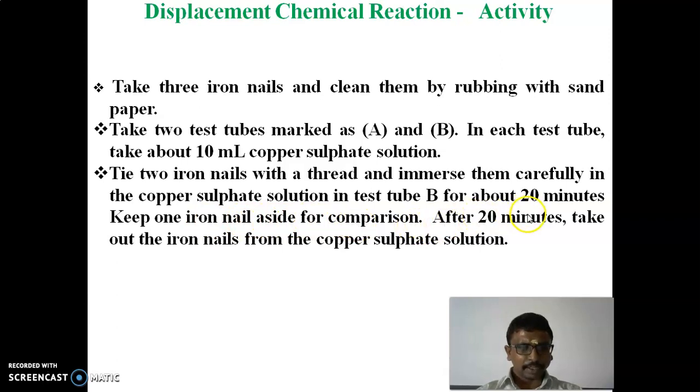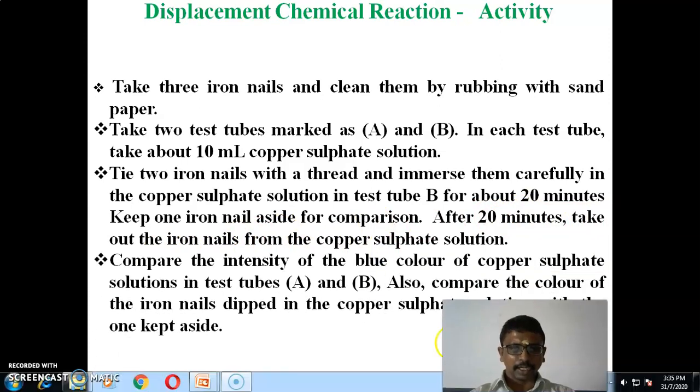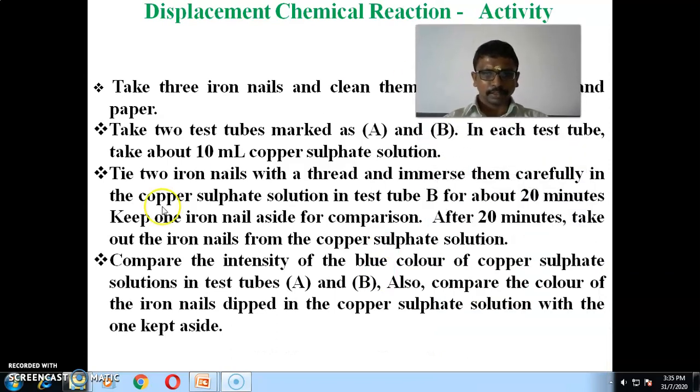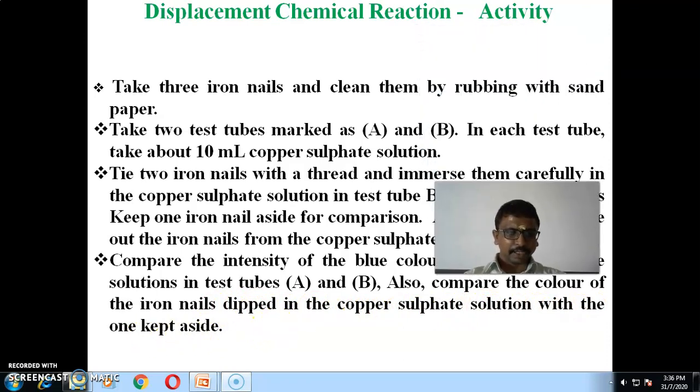After 20 minutes, take out the iron nails from the copper sulfate solution and compare the intensity of the blue color of the copper sulfate solution in test tubes A and B. Also compare the color of the iron nail dipped in the copper sulfate solution with the one kept aside. So this is the activity.